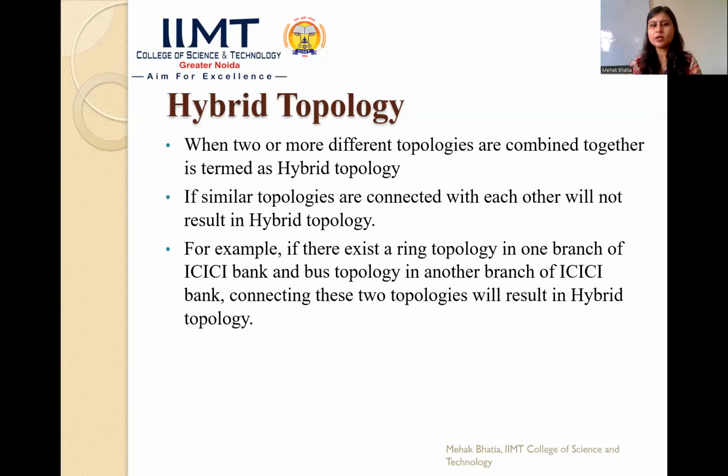If similar topologies are connected with each other, it would not result in a hybrid topology. Hybrid topology means two or more different topologies combined together. Okay. For example, if there exists a ring topology in one branch of ICICI Bank and a bus topology in another branch of ICICI Bank, then connecting these two topologies will result in a hybrid topology.